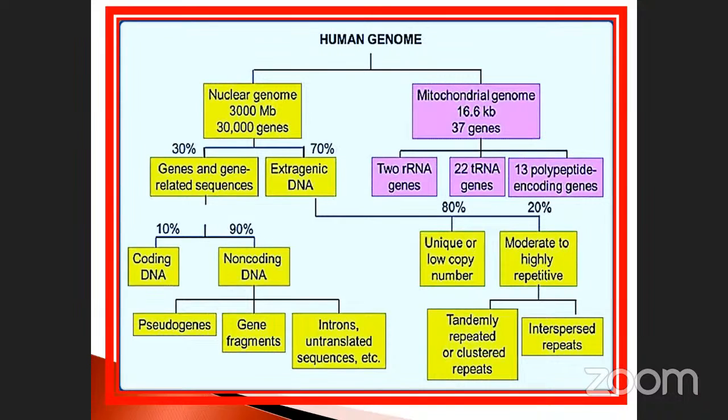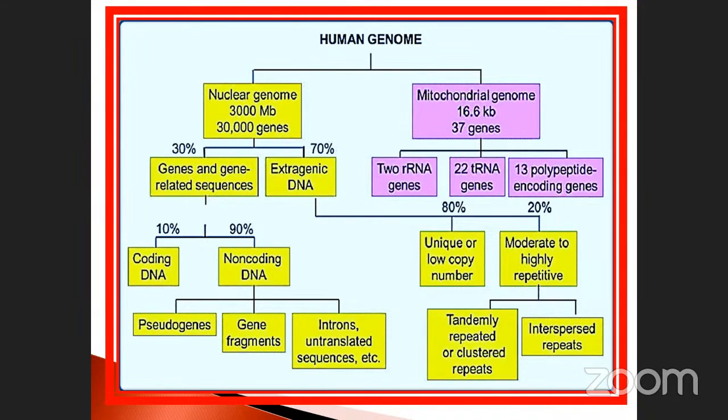This is the extragenic part. It is divided into two parts: one is unique or low copy number, the other is high repetitive number. So 80% is low copy number and 20% is moderate to high repetitive. The moderate to high repetitive is further divided into tandemly repeated or cluster repeats, and interspersed repeats. No need for this one.